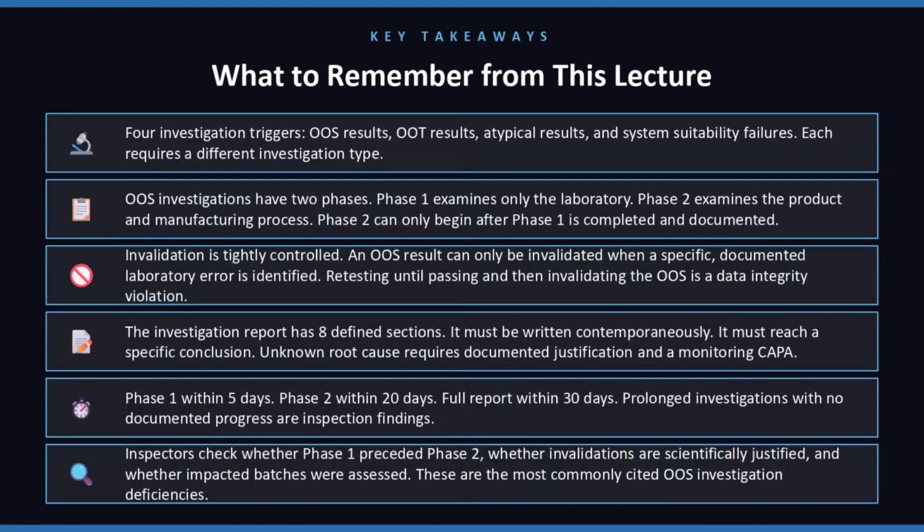Number 5. Phase 1 within 5 days. Phase 2 within 20 days. Full report within 30 days. Prolonged investigations with no documented progress are inspection findings. Number 6. Inspectors check whether Phase 1 preceded Phase 2, whether invalidations are scientifically justified with contemporaneous evidence, and whether impacted batches were assessed. These are the most commonly cited OOS investigation deficiencies globally.